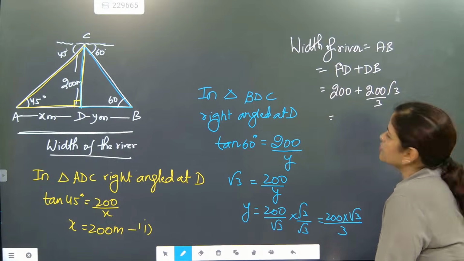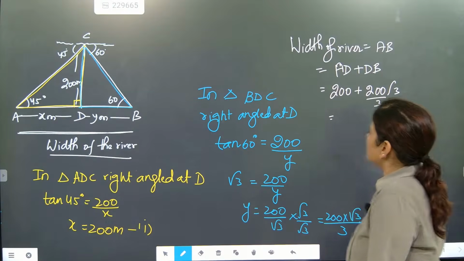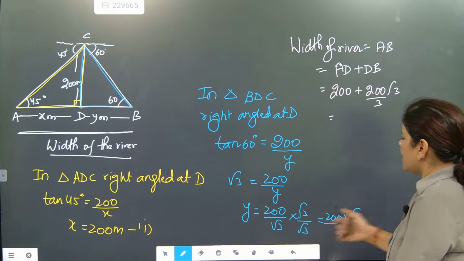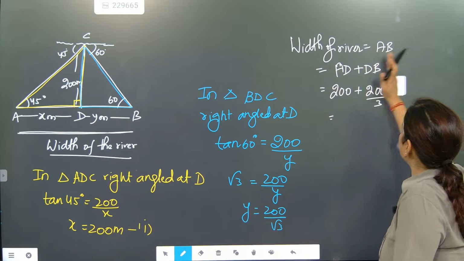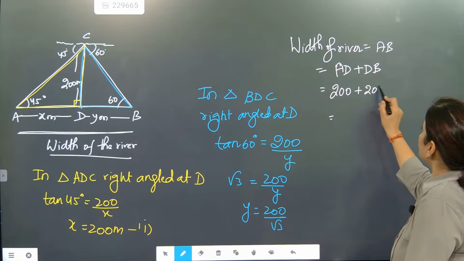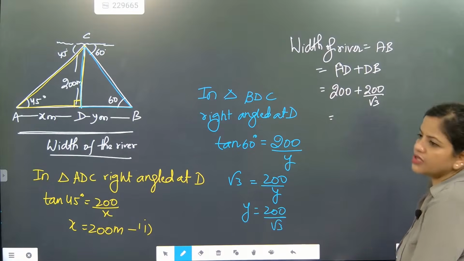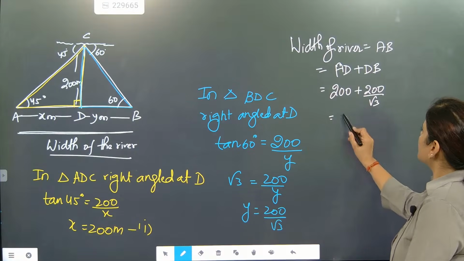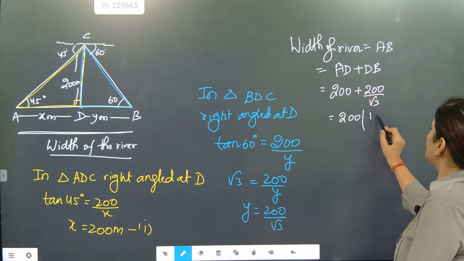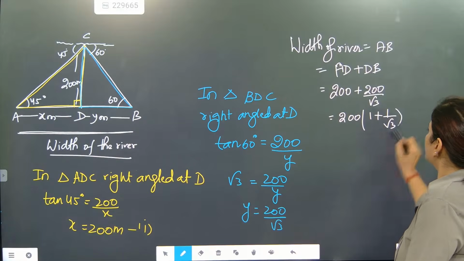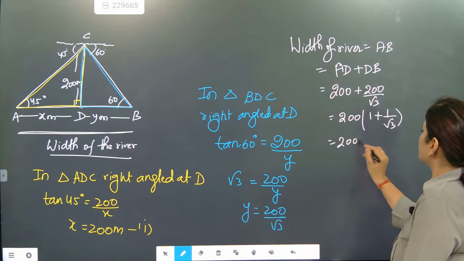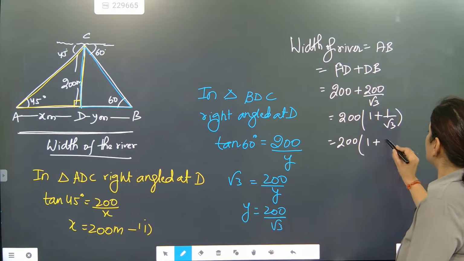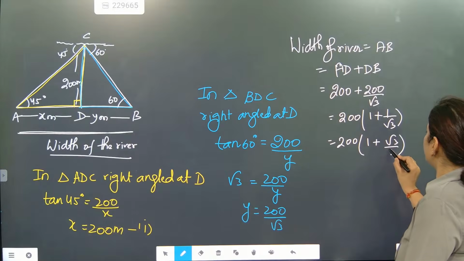Correct? So now we need to solve it. What I'll do is make it like this, 200 common. If we rationalize together it will become easy. So here it will become 200 by root 3. Correct? So here it will become 200 times 1 plus 1 by root 3, which is 200 times 1 plus root 3 by 3.